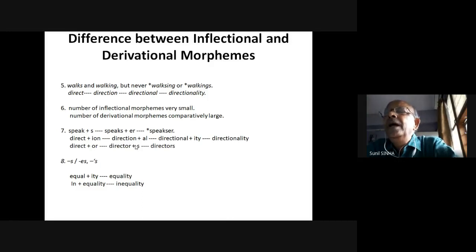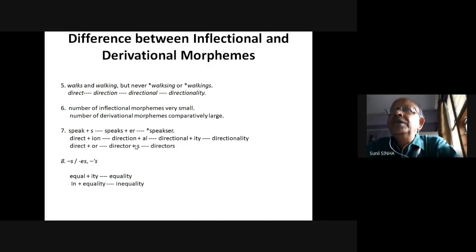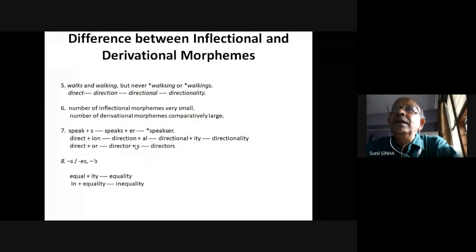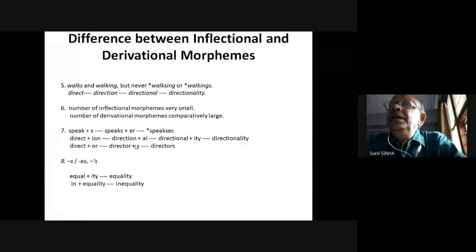Now on directionality, how many derivational morphemes are there? ION, AL, and ITY. Three. On directional, we have ION, AL, two. Yes, someone said two. Right, you are very right. On direction, we have one. So on direction, we have one derivational morpheme. On directional, we have two derivational morphemes. On directionality, we have three derivational morphemes.